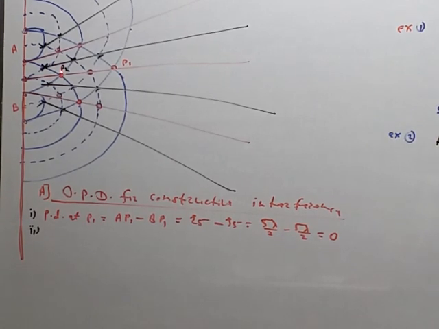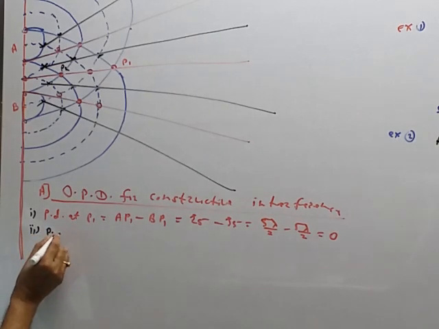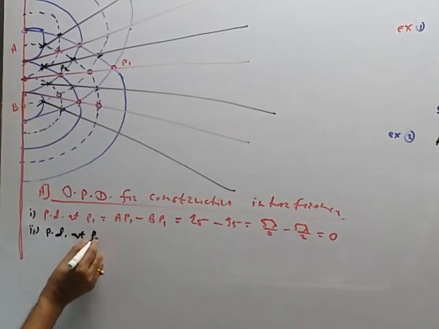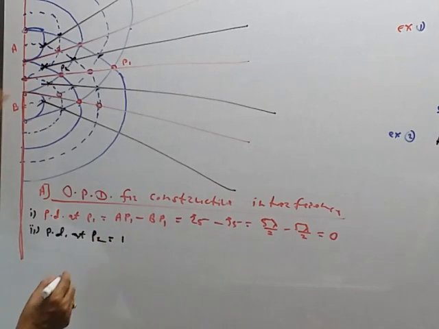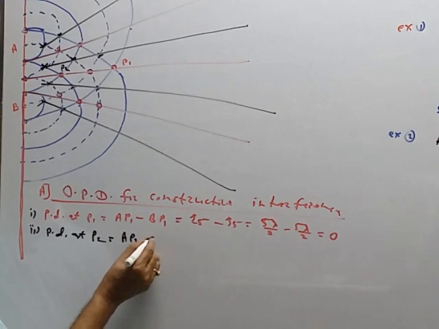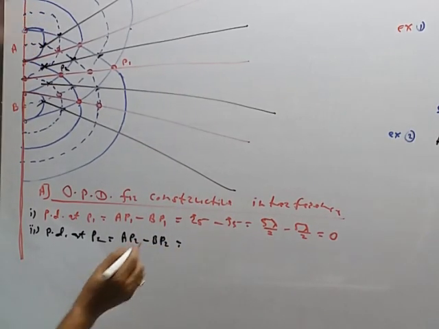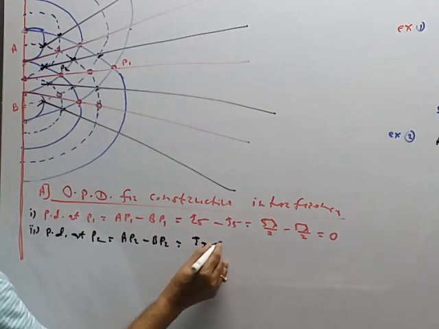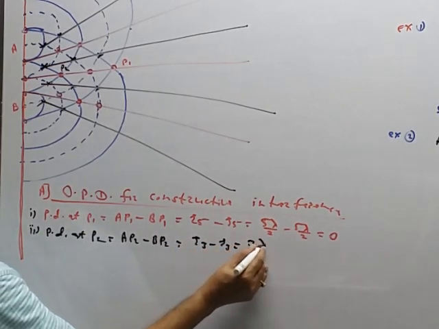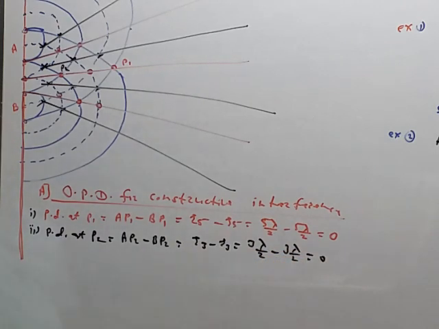Now we have to find the path difference at point P2. So path difference at point P2 is like this. Path difference at point P2 is equal to, now this P2 point is at distance AP2 from source A, BP2 from source B. So P2 point lies on the first, second, third circle. So this is equal to R3 minus R3. So that is equal to 3 lambda by 2 minus 3 lambda by 2 is equal to 0.